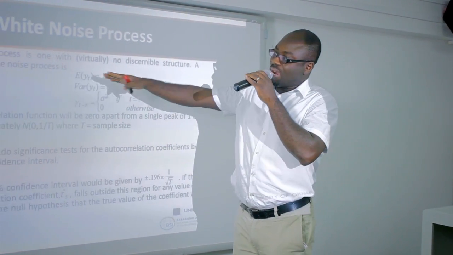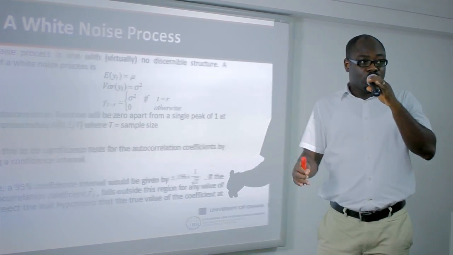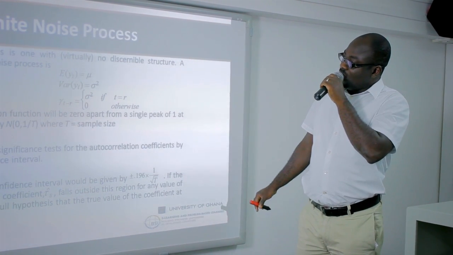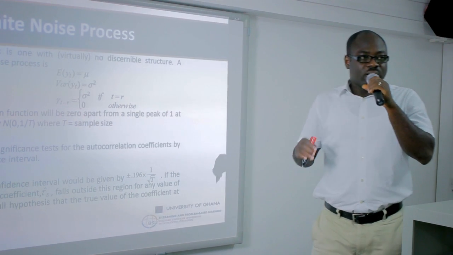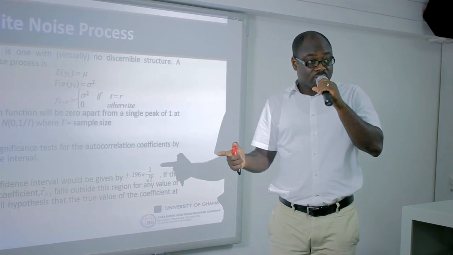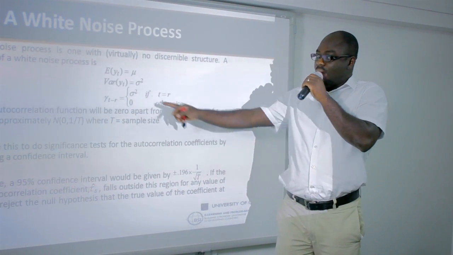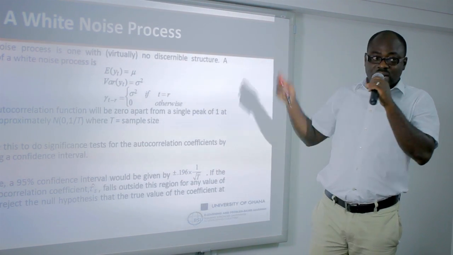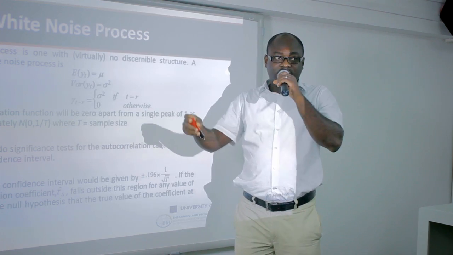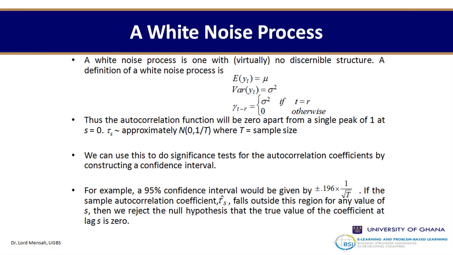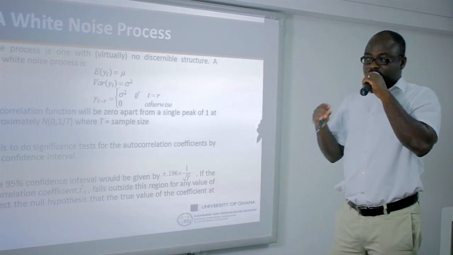The definition of a white noise process is that it has an expectation, which is mu, and a constant variance, sigma squared. The only way you can relate the series to its lags is through autocovariance. The autocovariance between the series and itself is a constant, and any other relationship within the series turns out to be zero. That means it's purely random. So the autocorrelation function will be zero apart from a single peak of one at s equals zero, where we have the relationship of the series with itself.